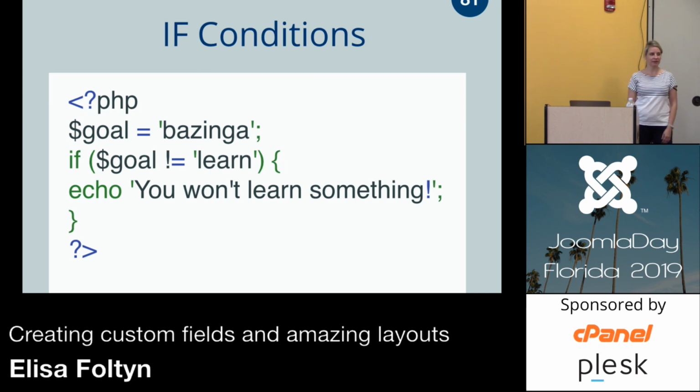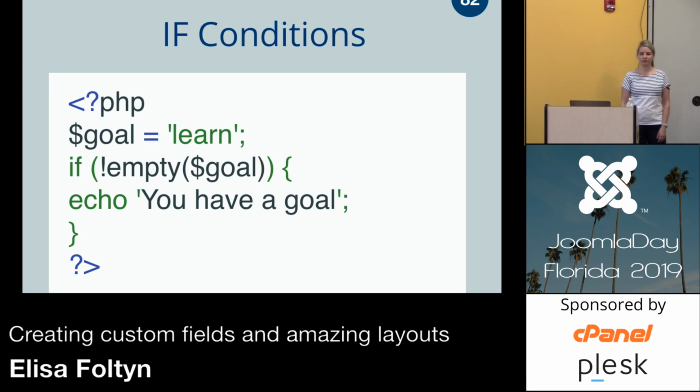So, if our goal is Bazinga, and here the if condition says our goal is not to learn something, the echo is you won't learn something. What does our override say now on the front end? Right, because the goal is Bazinga. So the condition is correct. If our goal is not to learn, then you won't learn.